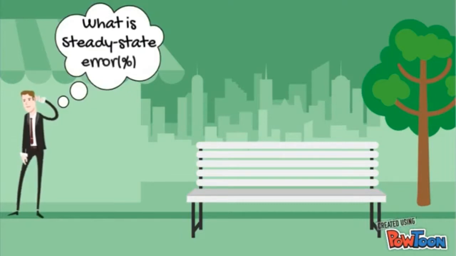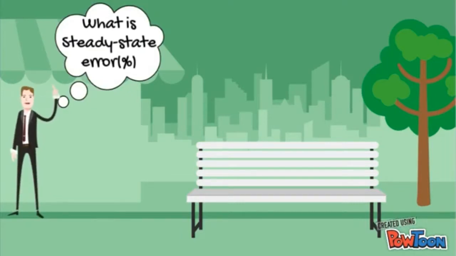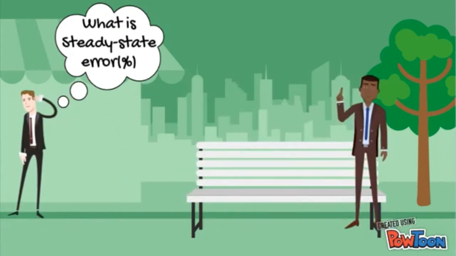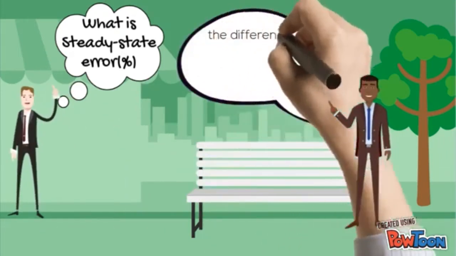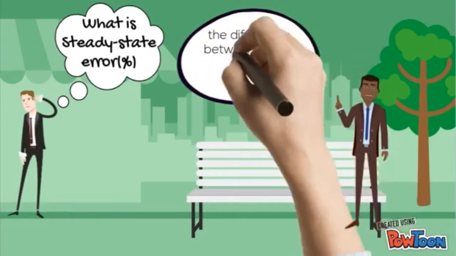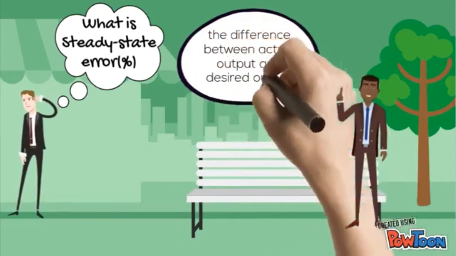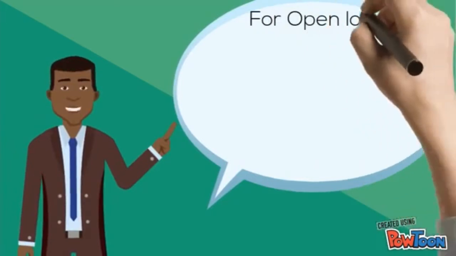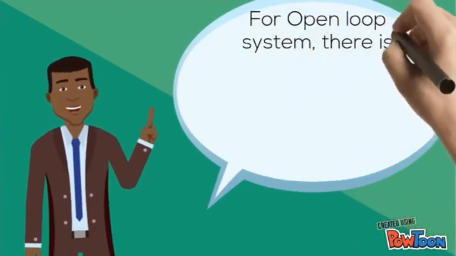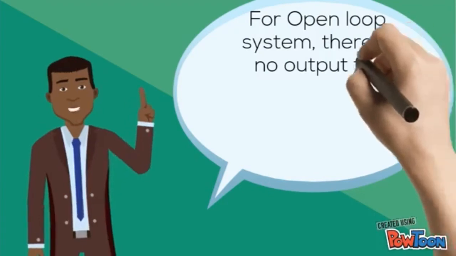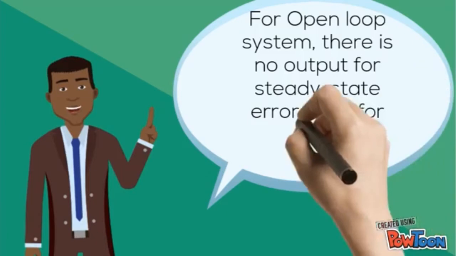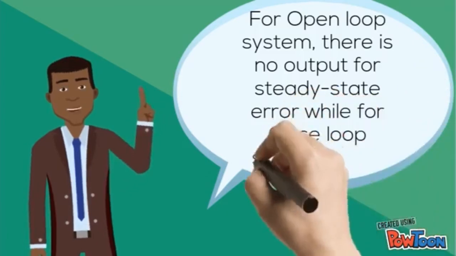What is steady state error? Steady state error is the difference between actual output and desired output. For open loop system, there is no output for steady state error, while for closed loop system it is 0.01.